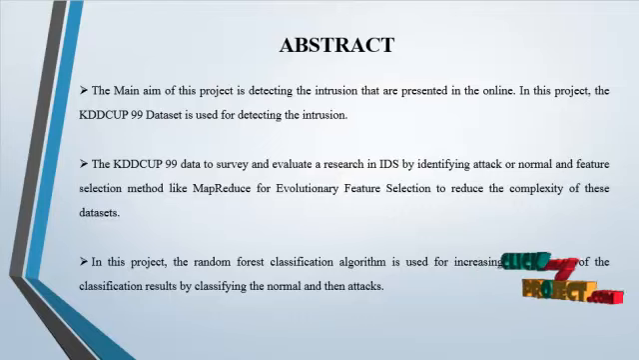In this project we are using the KDD Cup 99 dataset for detecting the intrusion. The aim is to survey and evaluate research on intrusion detection systems by identifying attack or normal traffic, and feature selection methods like MapReduce for evolutionary feature selection to reduce the complexity of this dataset. In this project we are using a classification step, with the random forest classification algorithm. It is used for increasing the accuracy of the classification result by classifying normal data and attacks.